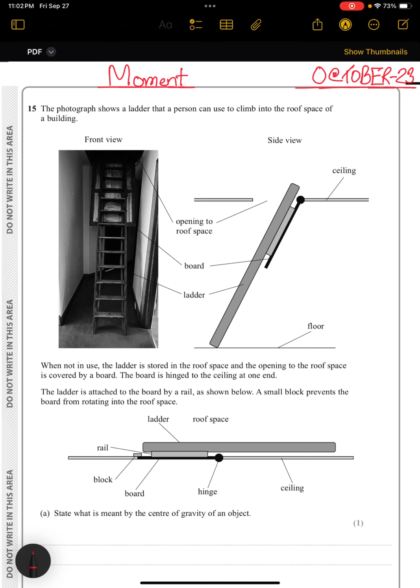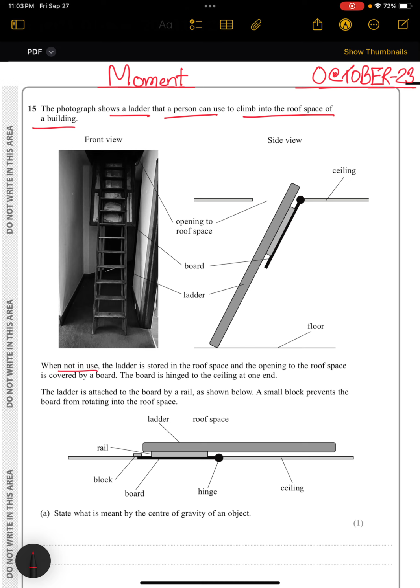This is a question from the chapter Moment. So let's solve this physics unit 1 question. In the question they have said the photograph shows a ladder that a person can use to climb into the roof space of a building. This is a kind of ladder that more or less everyone has in our home. That is a ladder we climb in order to get into our roof. So it's quite identical to our daily lifestyle.